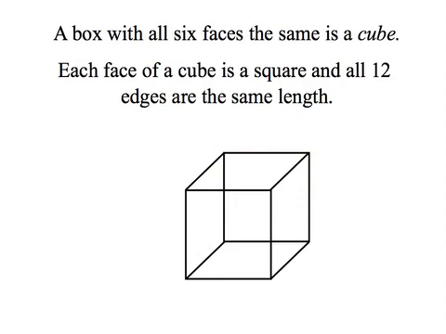A box with all 6 faces the same is a cube. Each face of a cube is a square, and all 12 edges are the same length. When you look at this cube, does the front seem to be at the bottom left, or does the front seem to be at the top right?